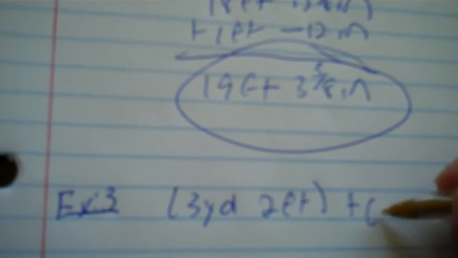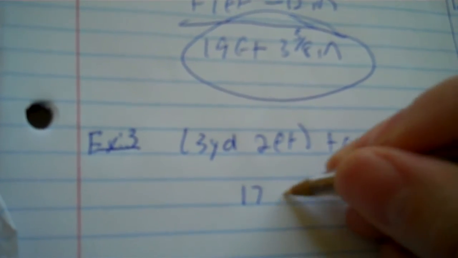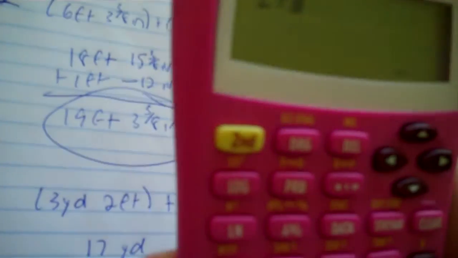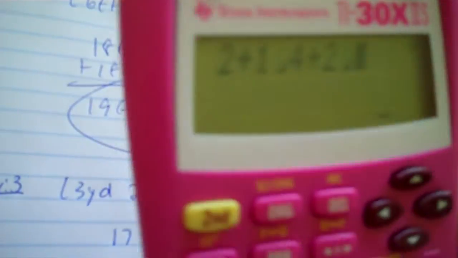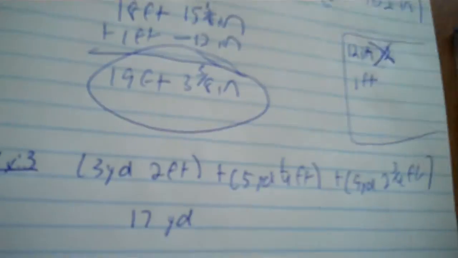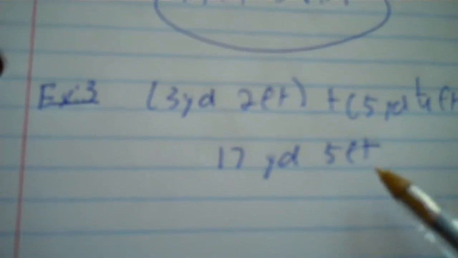Example 3. I'm going to do 4 of each operation in the video. 3 yards, 2 feet, plus 5 yards and 1/4 foot, plus 9 yards and 2 3/4 feet. So the yards: 3 plus 5 is 8, plus 9 is 17 yards. Now let's add the feet. Well, 2 plus 2 plus 1/4, that's 2 1/4 by the way, that's 5. Now make a regrouping box and look at feet and yards.